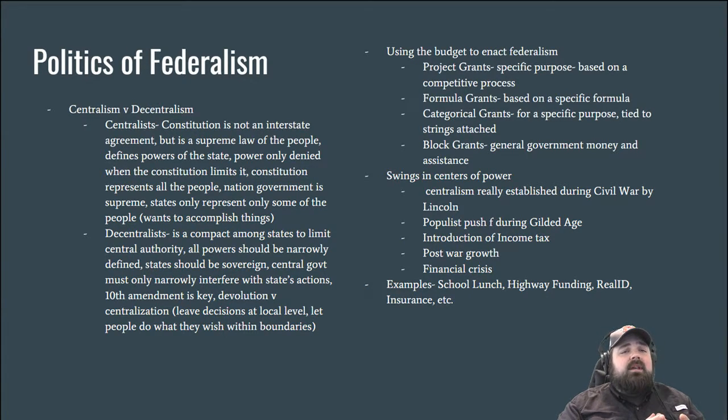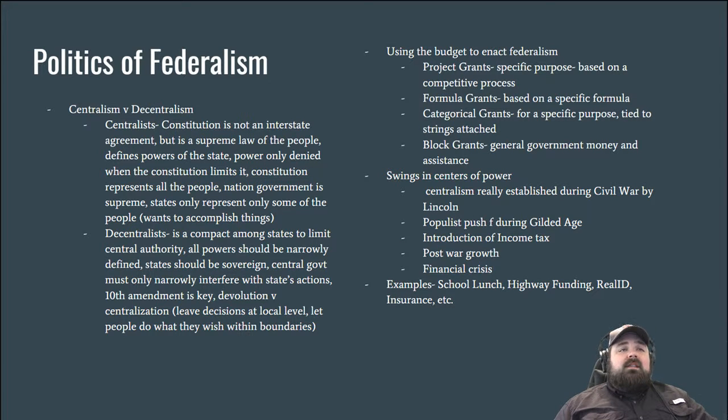And for decentralists, the 10th Amendment to the Constitution is really the key to their understanding. The 10th Amendment states that if a power in the Constitution is not granted to the central government, then it is reserved for the states and the people. So this is meant to keep power and decision making at a much more local level, and let people do what they wish within the boundaries laid out by the Constitution. These different views on the Constitution really drive a lot of the politics within the United States.